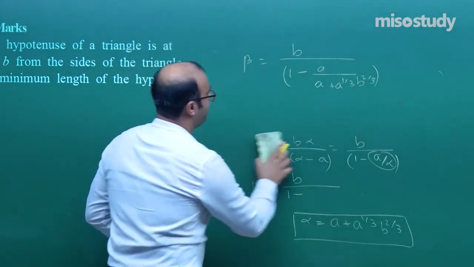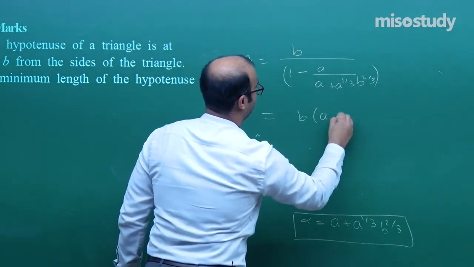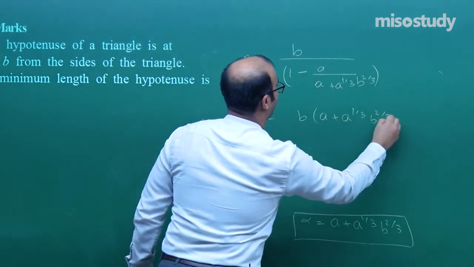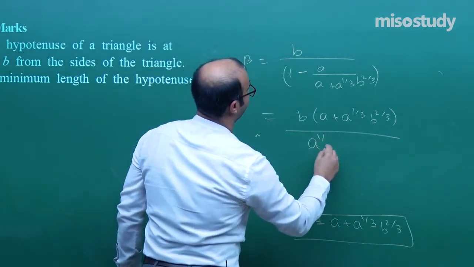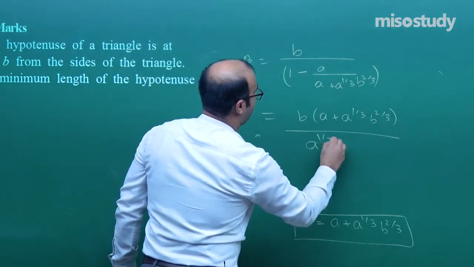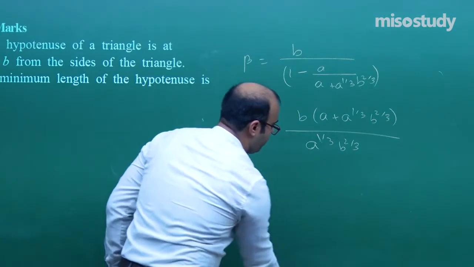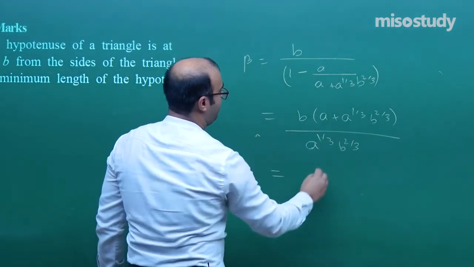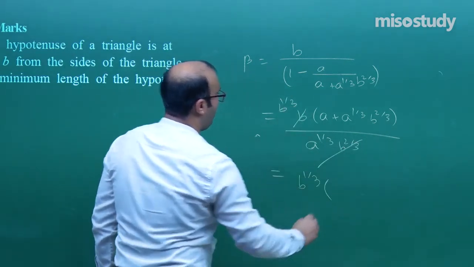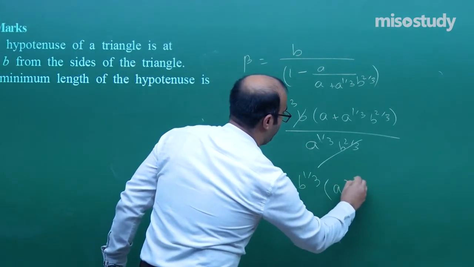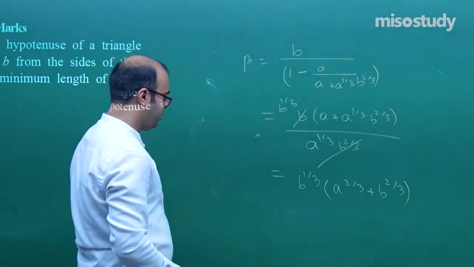So what will happen to this beta? When you calculate it, you will find this goes upside, a plus a to the power 1 by 3, b to the power 2 by 3, divided by, you will take LCM, a will cancel, a to the power 1 by 3 into b to the power 2 by 3. Next what we will do? We will divide by this term. So when we divide by this term, b to the power 2 by 3 and b will become b to the power 1 by 3 here. And this a when we divide, a to the power 2 by 3, and here we will divide plus b to the power 2 by 3. So this is what we are getting here.